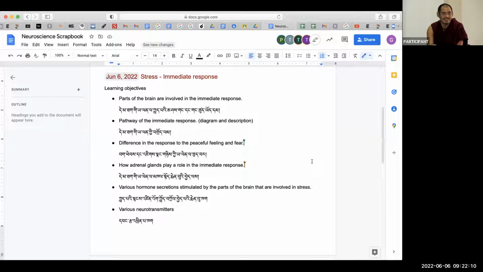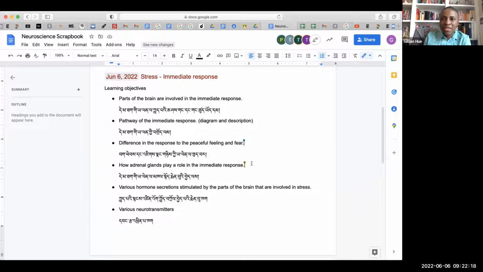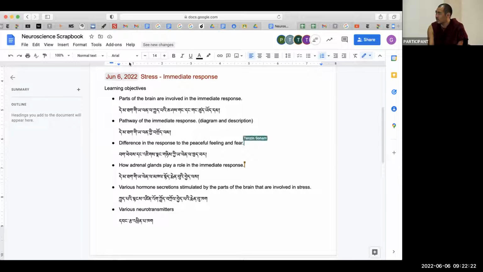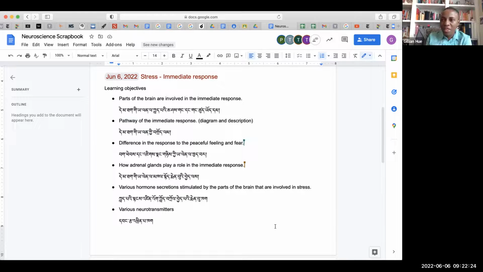Mm-hmm. So you want to jump to the next group's presentation? The other group, group six, also had to do this stress. So I would like to hear what they came up with and if they are similar or different.